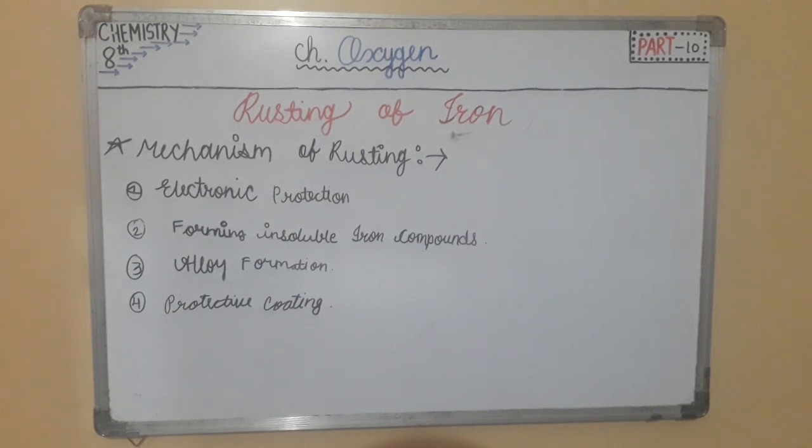Rusting can be prevented by applying a protective coating on the surface of iron so that it does not come in contact with air. The coating is of two types: A. Non-metallic coating, B. Metallic coating.